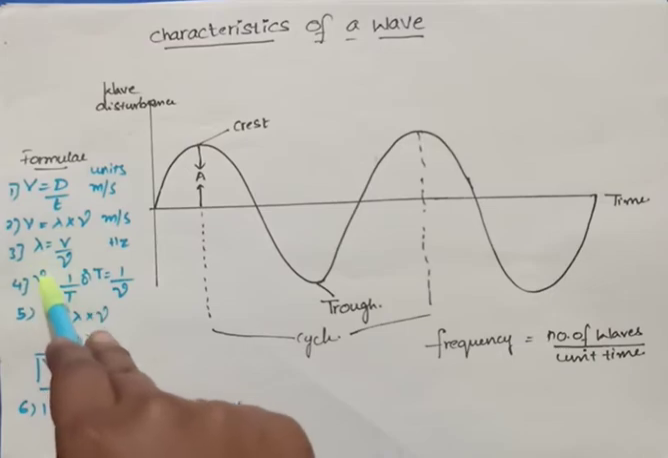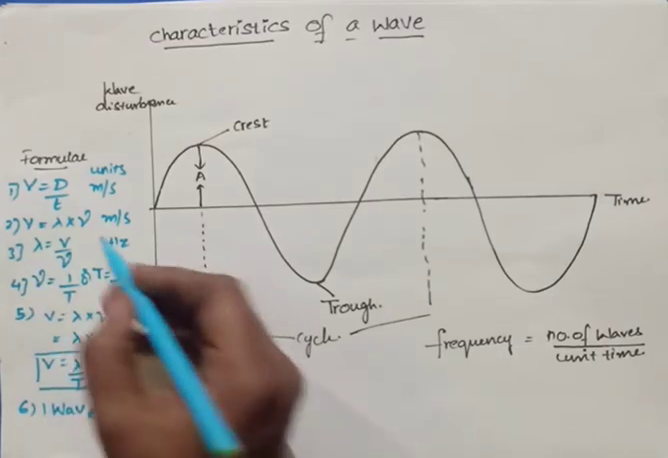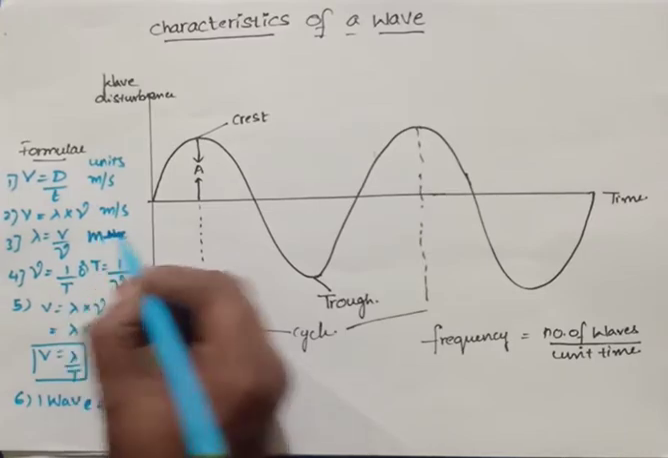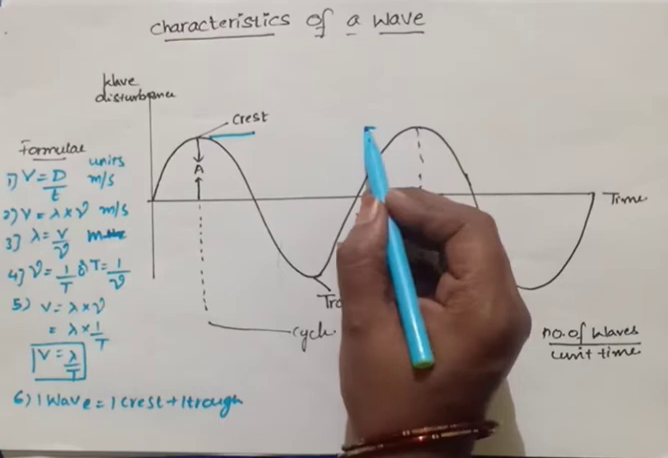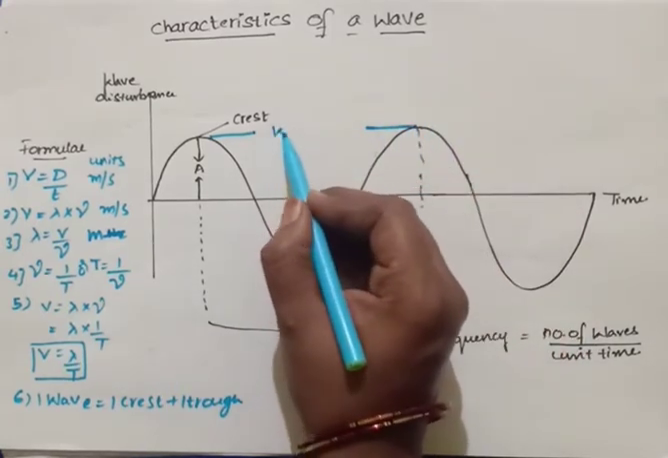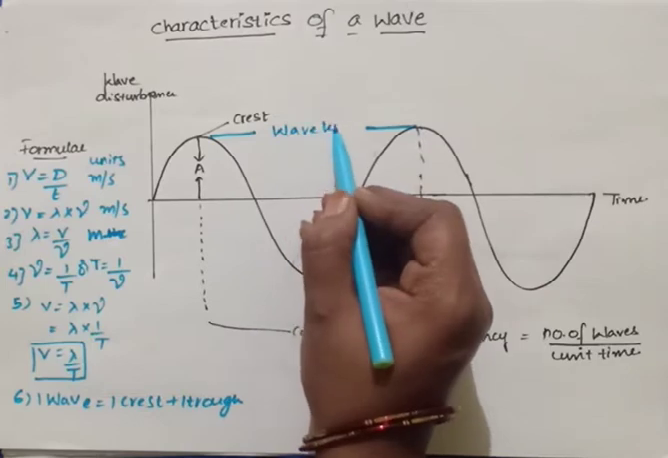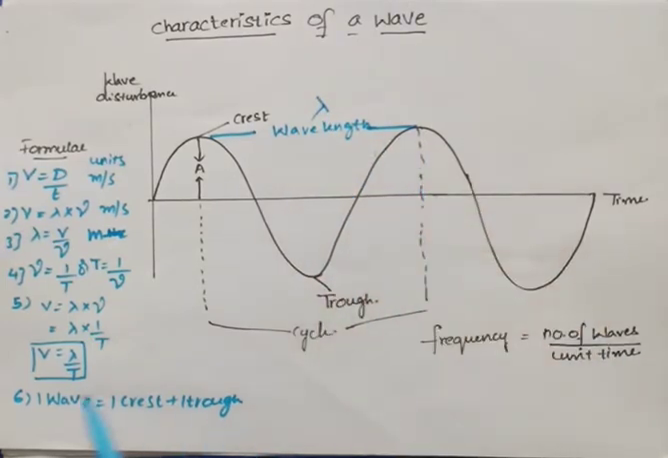Lambda is measured in meters, which is wavelength. From here to here, from one peak of one wave to the peak of the other wave, we call it wavelength, represented by the symbol lambda.